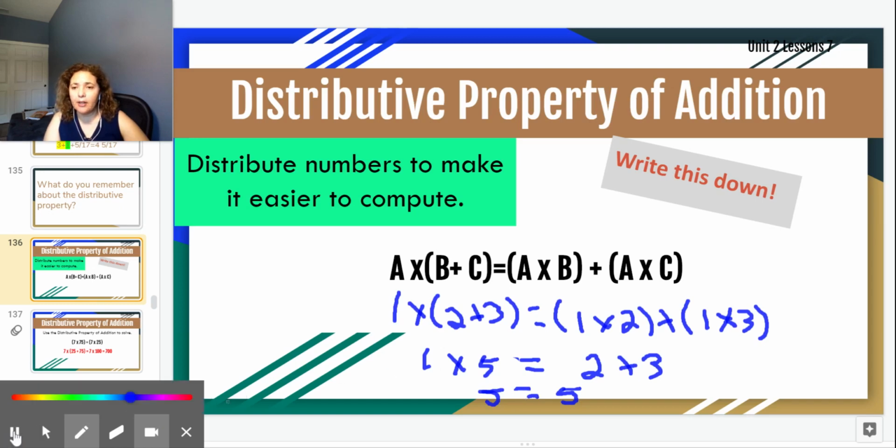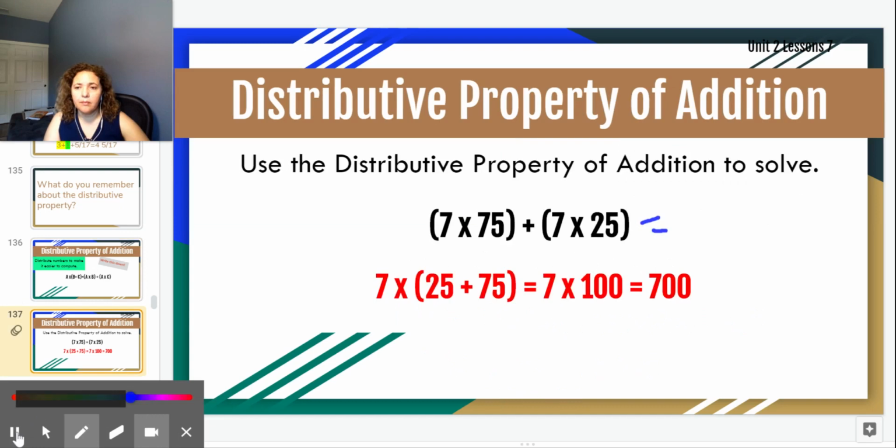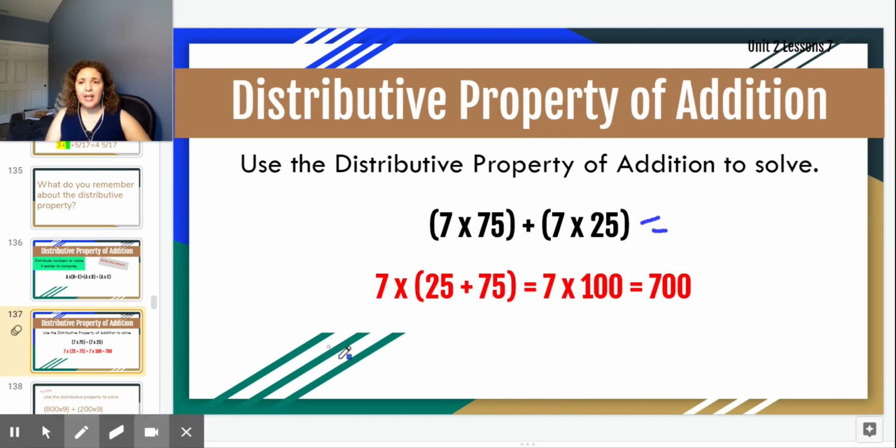So let's take a look at another example. Okay, so in this example, I have 7 times 75 plus 7 times 25. So I'm going to distribute these. So what do these numbers have in common? So you see, I have a 7 in common here in both. So I can take out my 7 and I can multiply it by 25 plus 75. So if I do 25 plus 75, that's going to give me 100. So it's 7 times 100, which is 700.